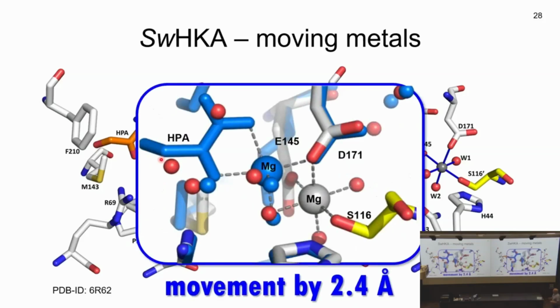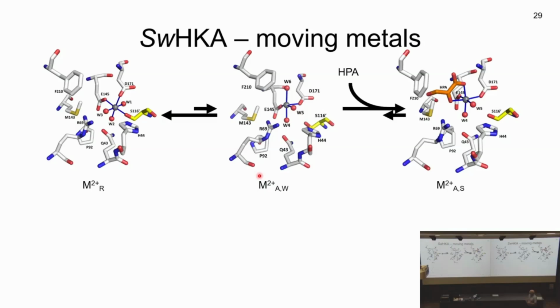And if you look at that and do an overlay of the structure, you can see that the protein in essence doesn't move. So we've got these 2 acidic residues in gray and in blue. They're more or less in the same position. And in one case, this serine OH coordinates the metal. And when there's hydroxypyruvate present, the metal shifts by 2.4 angstroms into a different position, and that is the reactive position. So we have a resting state and an active state.